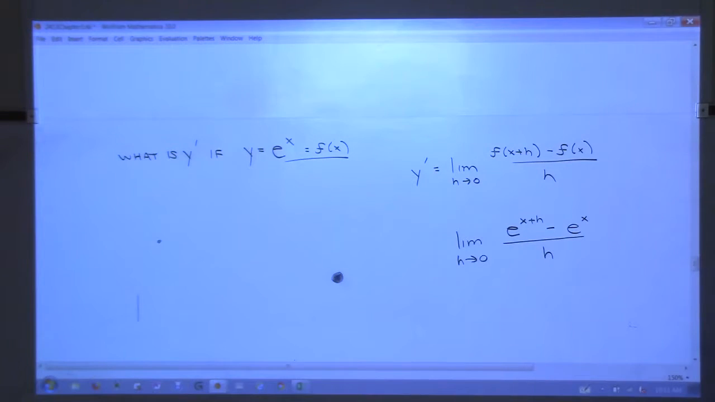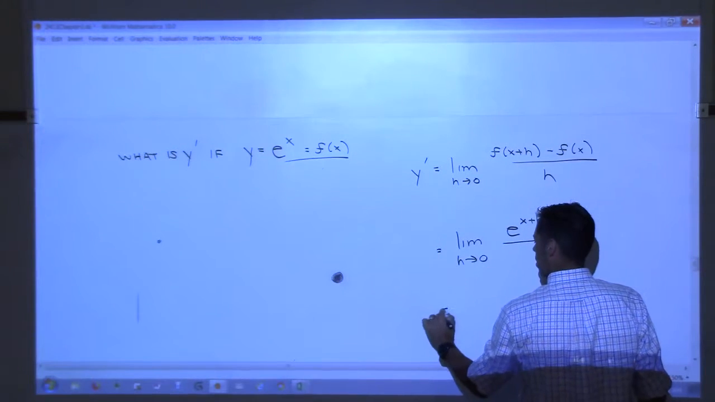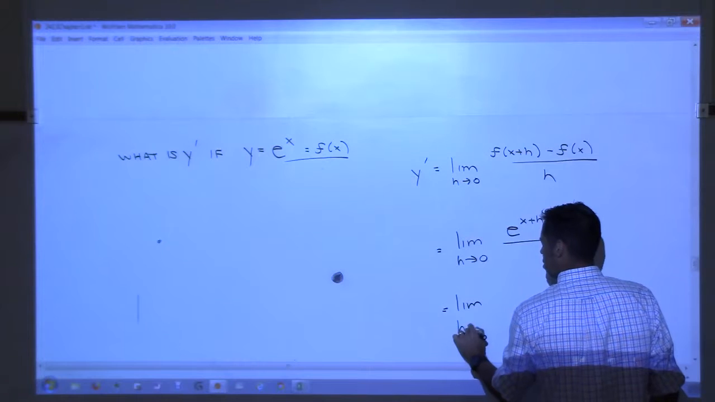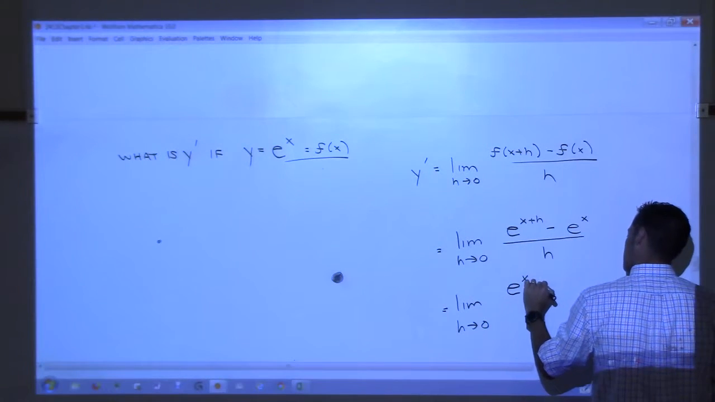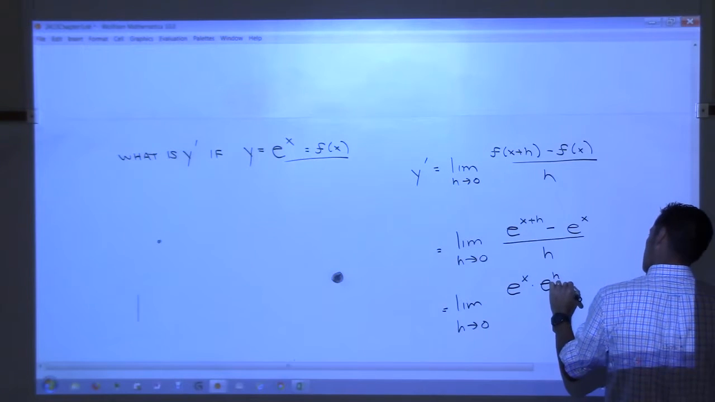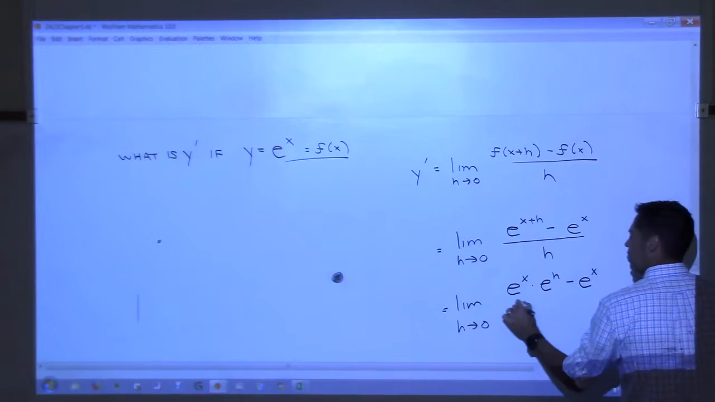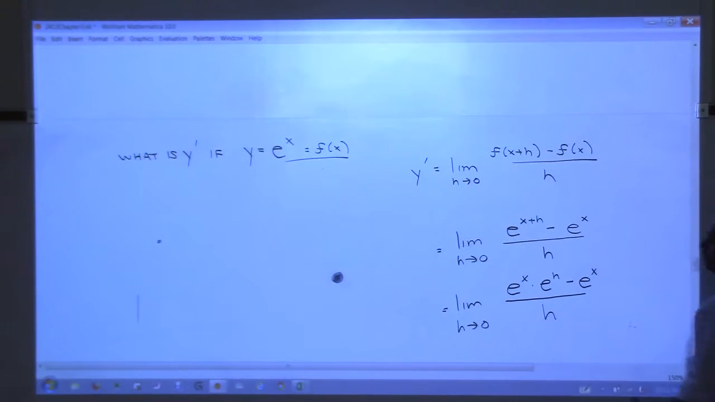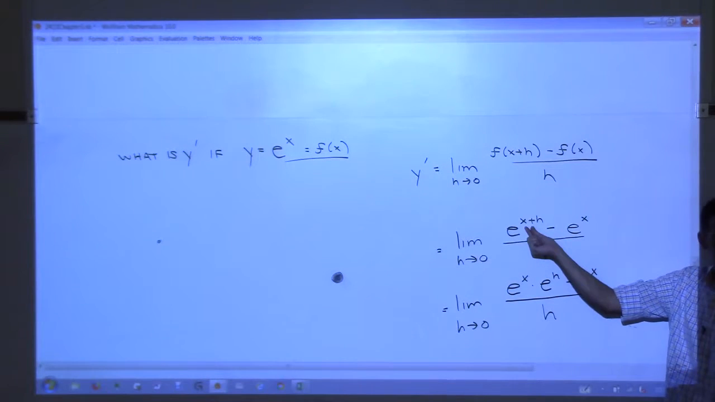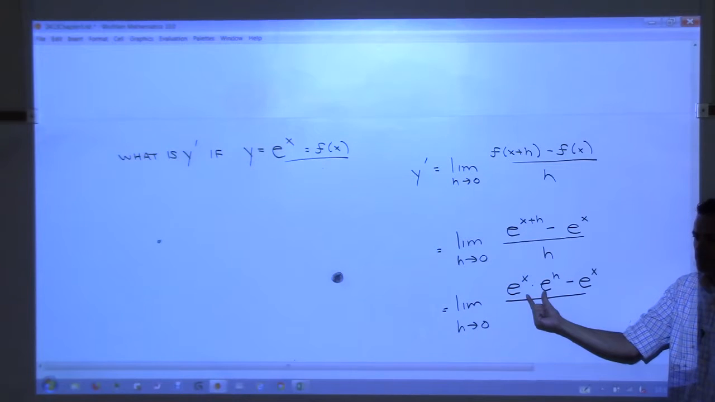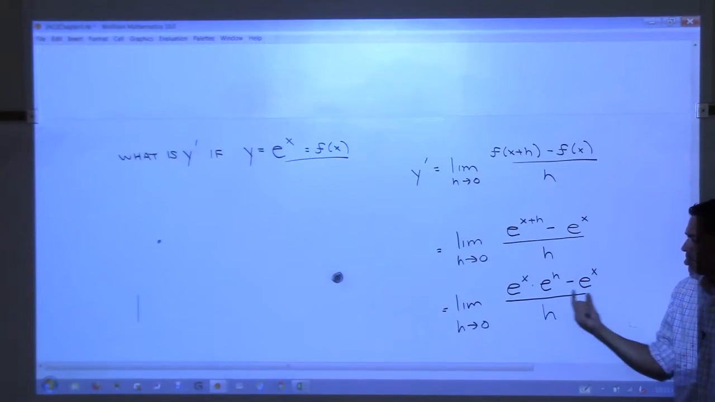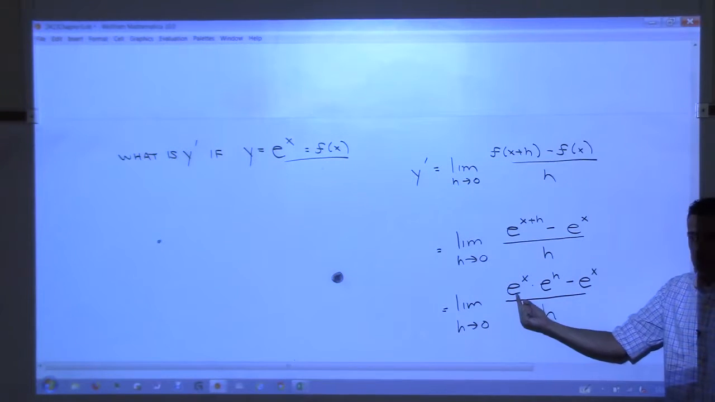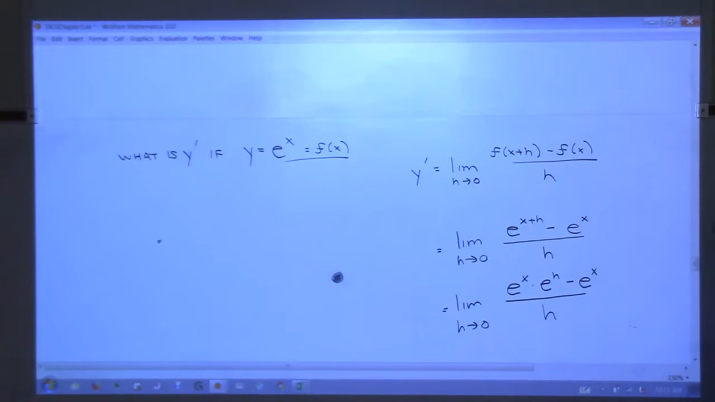Okay. How about this? Can I do this? Limit as h goes to 0. Is this the same as e to the x times e to the h minus e to the x over h? Yes? I just used properties of exponents, didn't I? This is really this. Now, what do both of these have in common? They both have e to the x, right? And I'm going to pull that out of the limit.